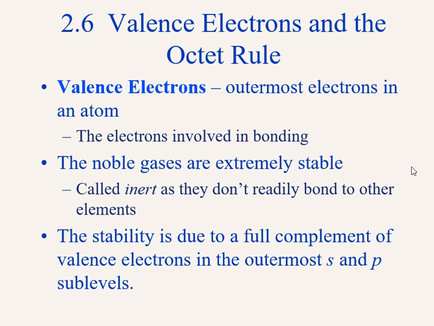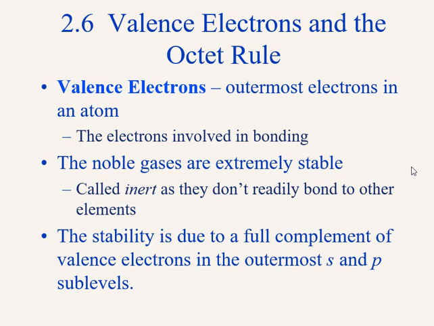So for example, fluorine has 9 total electrons. The configuration is 1s2, 2s2, 2p5. So how many n values do we have? The principal energy level values. We have 1 for 1s2 and 2 for 2s2 and 2p5. Which is greater, 1 or 2? 2, right? So how many total electrons are there in anything that starts with 2? Well, there is 2s2 and 2p5 for a total of 2 plus 5, 7 valence electrons.